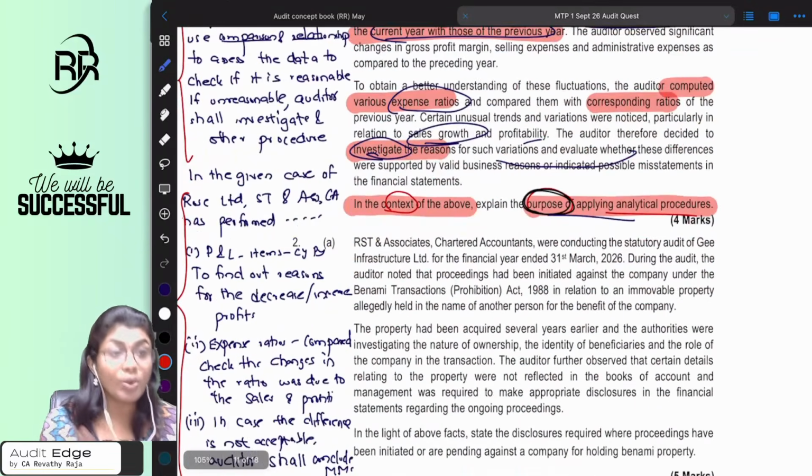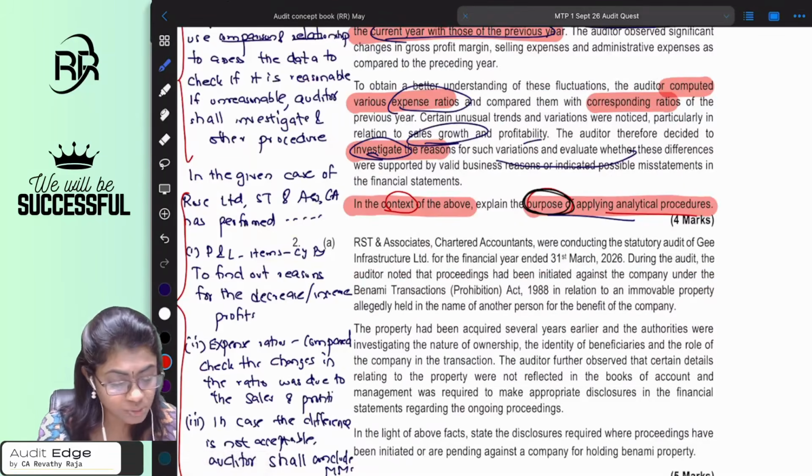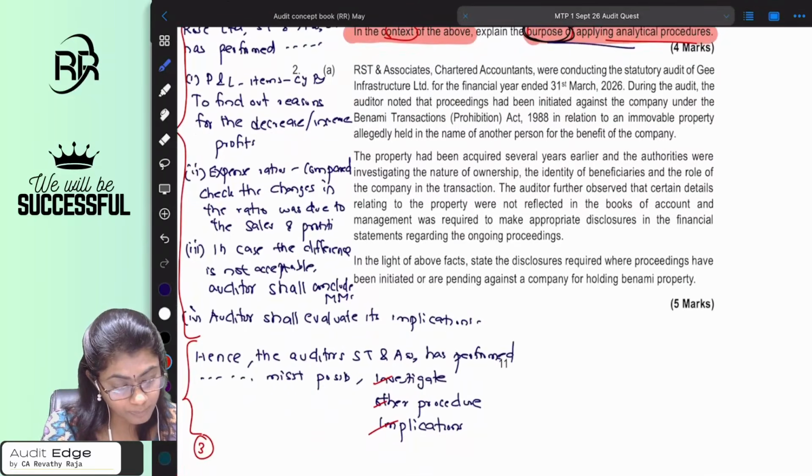Right. Wow. One full question is over. Come on. The compulsory question. Now let's proceed fastly to the next question. Okay. What's the next question?